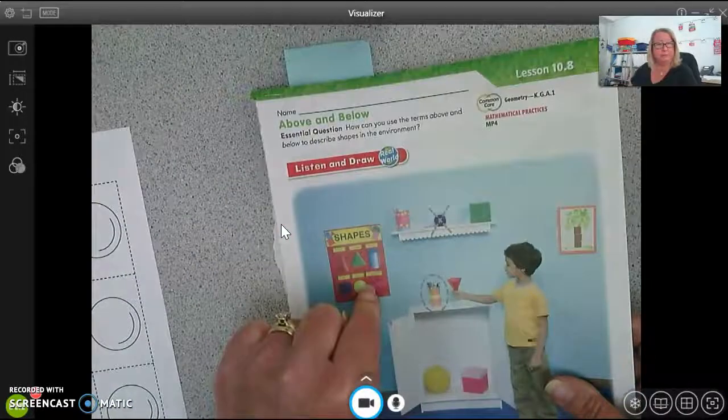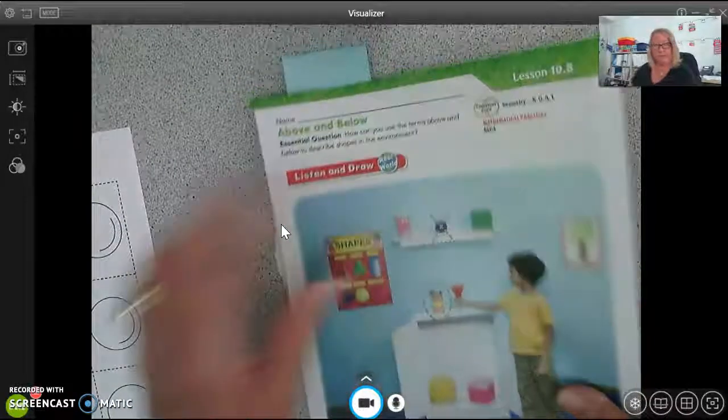Tomorrow we're going to be talking about above and below. Okay, things above and below.